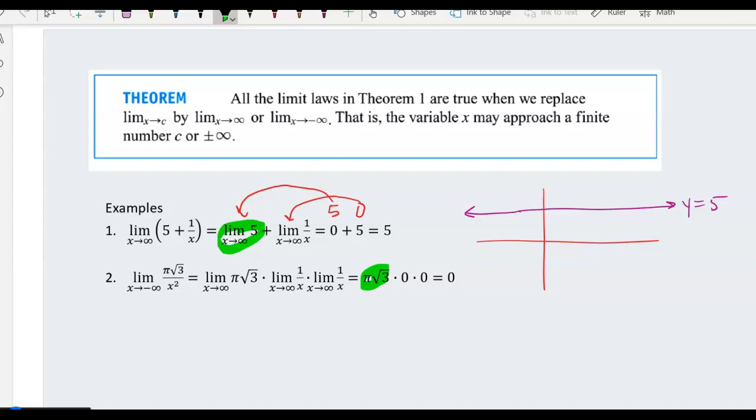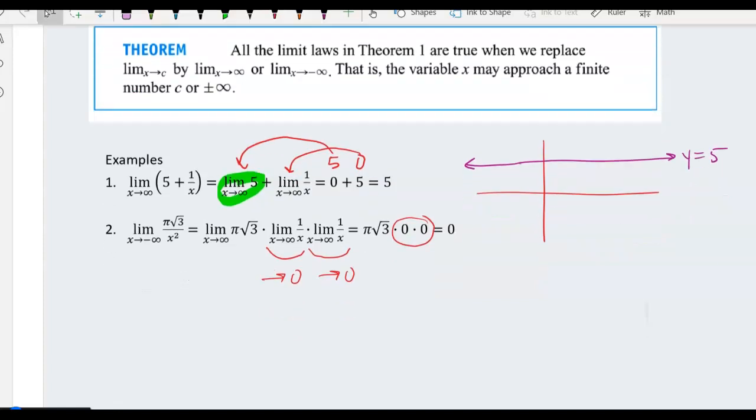And then we've also got 1 over x squared. The 1 over x squared in this case has been separated into 1 over x times 1 over x. Each of those individual limits goes to 0, so that's what you're seeing here, 0 times 0. Overall, this limit is going to be approaching 0 because the 1 over x squared part is really driving the y values, and that number pi times the square root of 3 in the numerator isn't having a very big impact on the overall graph.